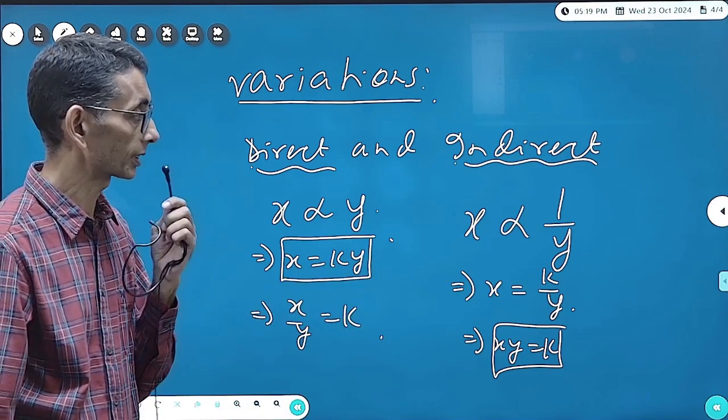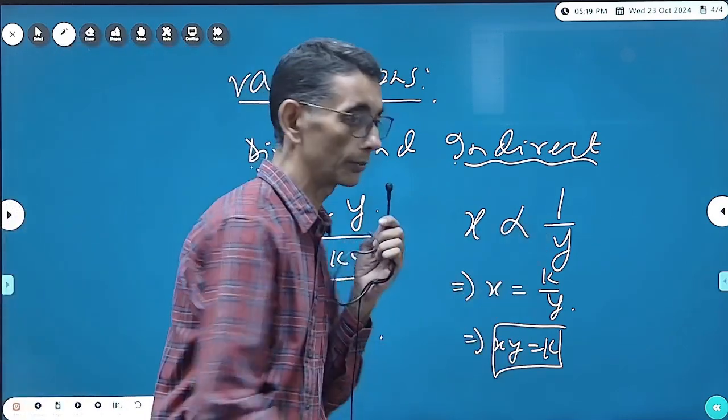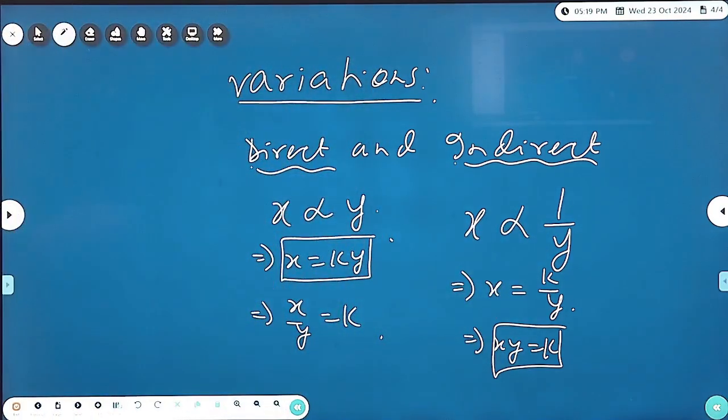So what's an example of this one? Inversely proportional: speed and time. If speed goes up, time will be less to reach a destination.